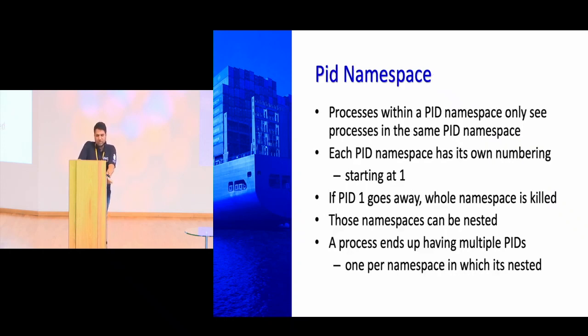The other important namespace is the PID namespace. PID is the process identifier. It comes into the picture in isolating the processes so that one process should not see another. This is a very fundamental namespace which is used in running containers. Okay.